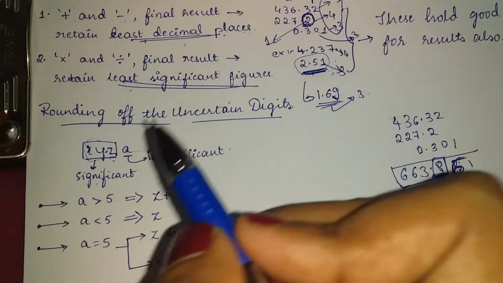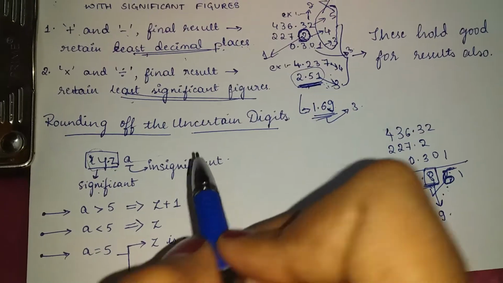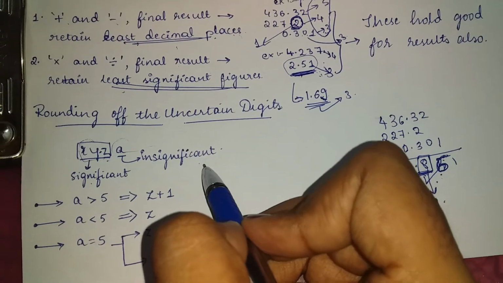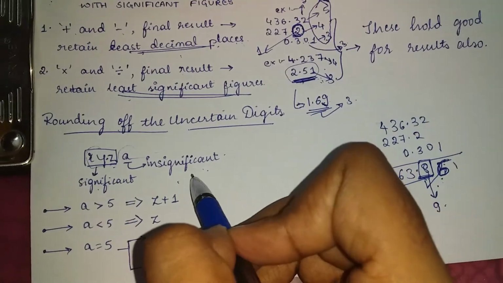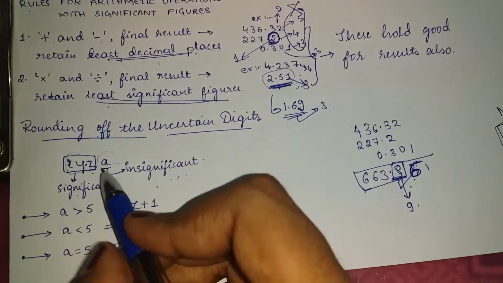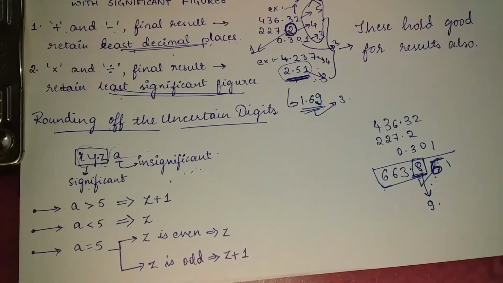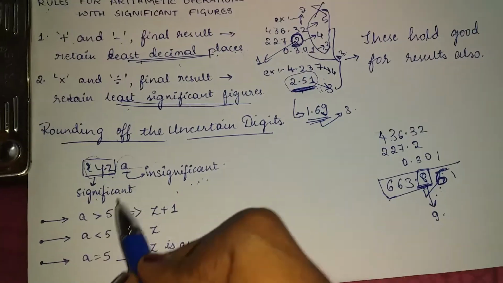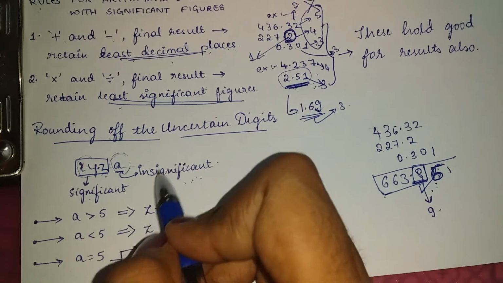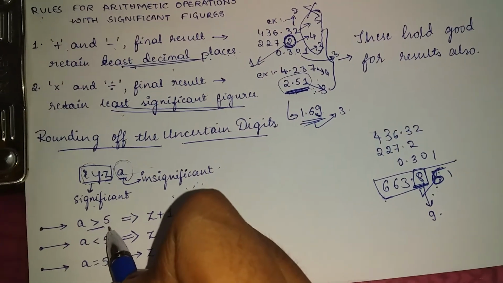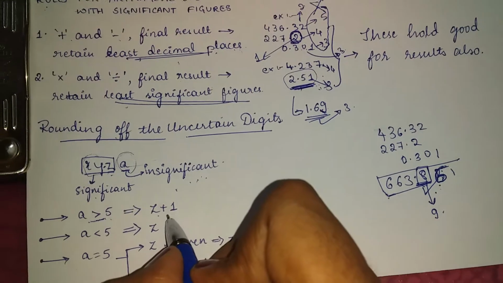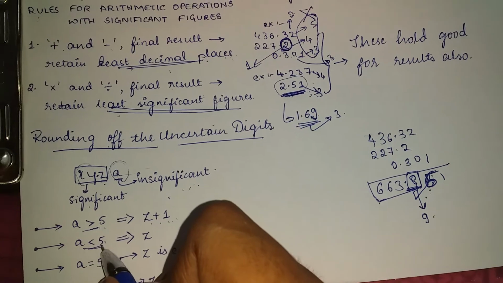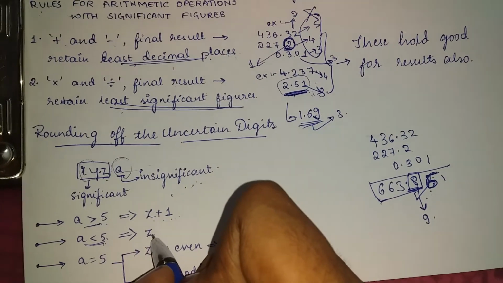So here, how will you round off this xy.za? Rounding off means you are going to drop the insignificant numbers. But you can't just drop it like that. You need to check what should be added to the preceding number. So here, if a is greater than 5, then z should be added with one. But if a is less than 5, then z will remain z. It will not be added with any number.